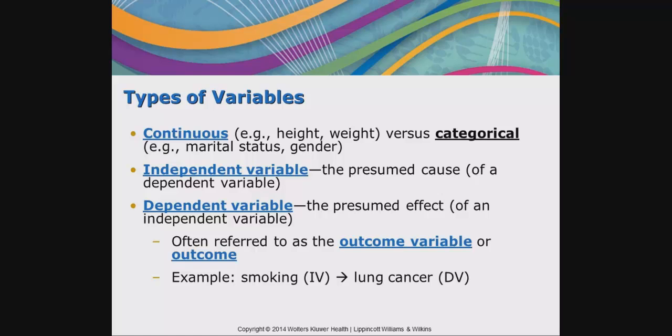The independent variable is the presumed cause. You're going to see these in experimental studies particularly. But it is the cause. It is the one that remains static. The dependent variable is the presumed effect. This is the one that will change because of the independent variable. So there you go. Independent variable is static, and it affects the dependent variable that changes.